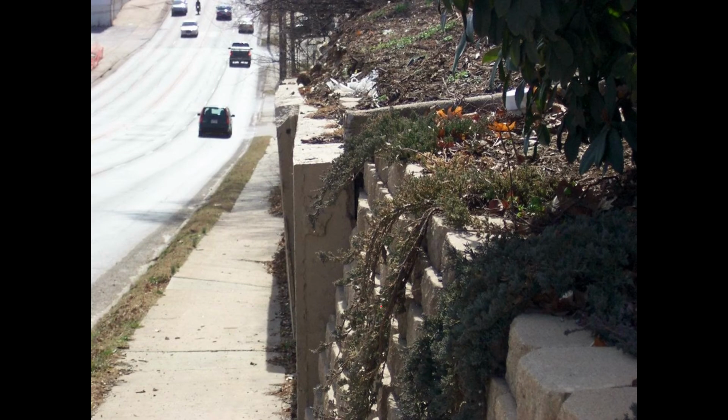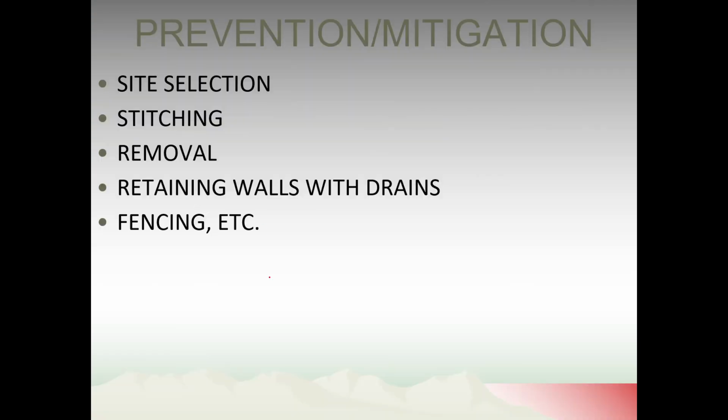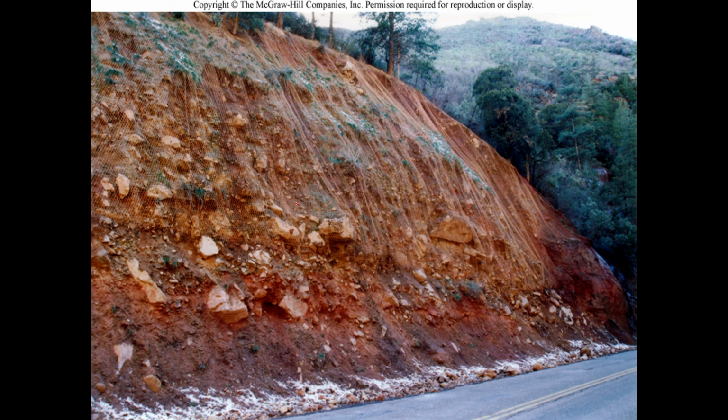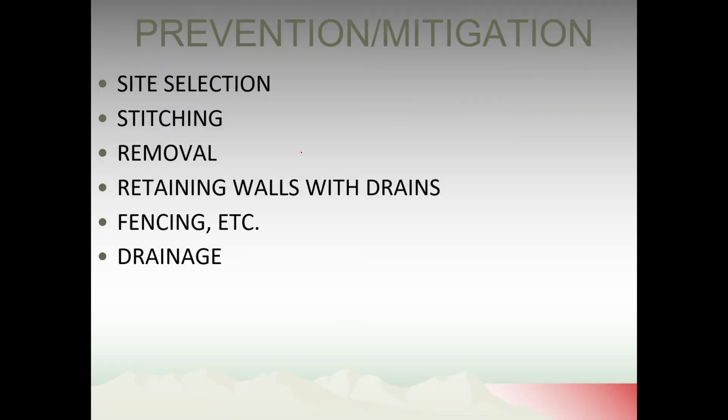So examples: this retaining wall here, you can see it's kind of broken up. The water can get through it. These retaining walls, not so much. And you can see how this is definitely tipping over. You can also use fencing like we saw before. You can also do something about drainage.